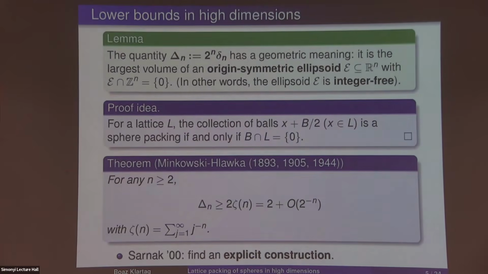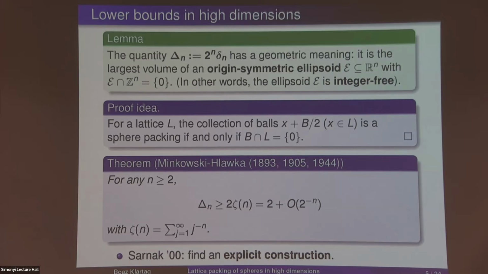Just one more thing. I told you that we like to scale delta n by 2 to the n. In fact, this is another notation that I want to add to the board, so we don't forget. It's common to define capital Delta n as 2 to the n times delta n. One reason for this is that it has a geometric meaning. 2 to the n delta n is the largest volume of an ellipsoid in R^n, centered at the origin, which is integer free. Integer free means that it contains no integer vectors except for the origin.